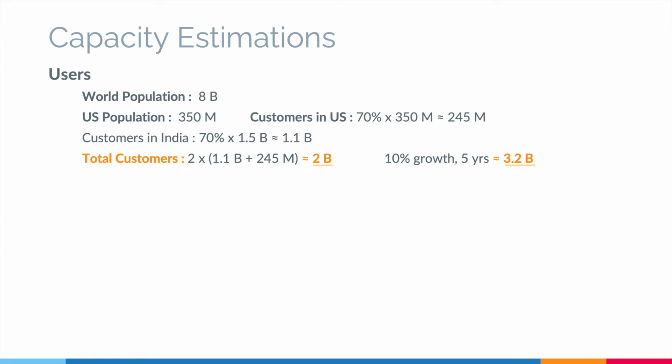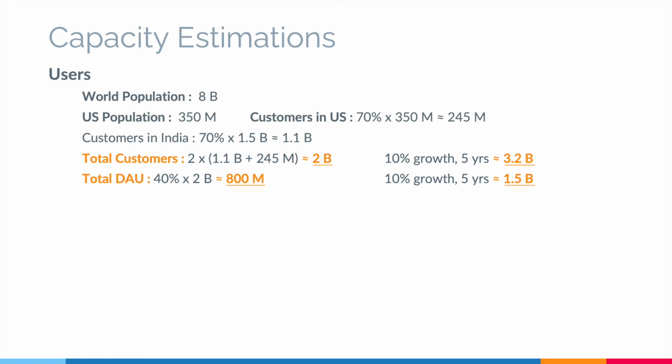Now, although we have calculated total users, the users that are active daily will be a lot less. For an app like Messenger, active users could be mostly the teenagers and business owners. So let's assume that a healthy percentage like 40% of the total users will be active daily. So 40% of 2 billion comes out to be 800 million. Similarly, for 10% growth in DAU for 5 years, we get 1.5 billion daily active customers.